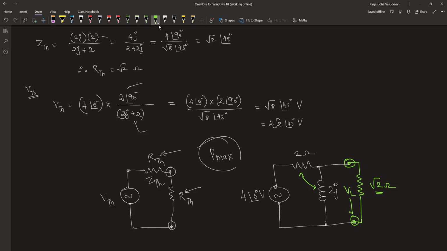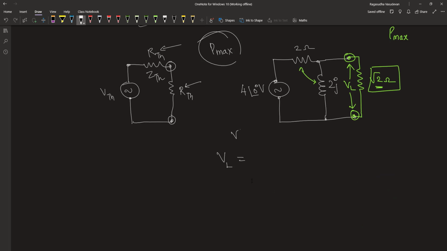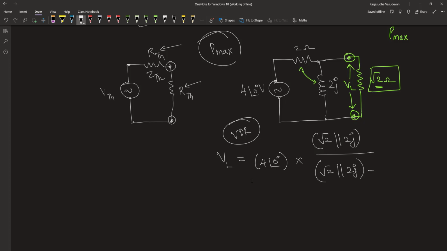Therefore, we have to find out the voltage across the load. When the load is root 2 ohm, then find out the maximum power that will be transferred to this load. The voltage across the load can be calculated by voltage division rule, which is equal to 4 angle 0 degrees multiplied by the square root of 2 parallel with 2j divided by the square root of 2 parallel with 2j plus 2 ohm. So this will be the load's voltage, and using this voltage we can find out the maximum power transferred to the load.